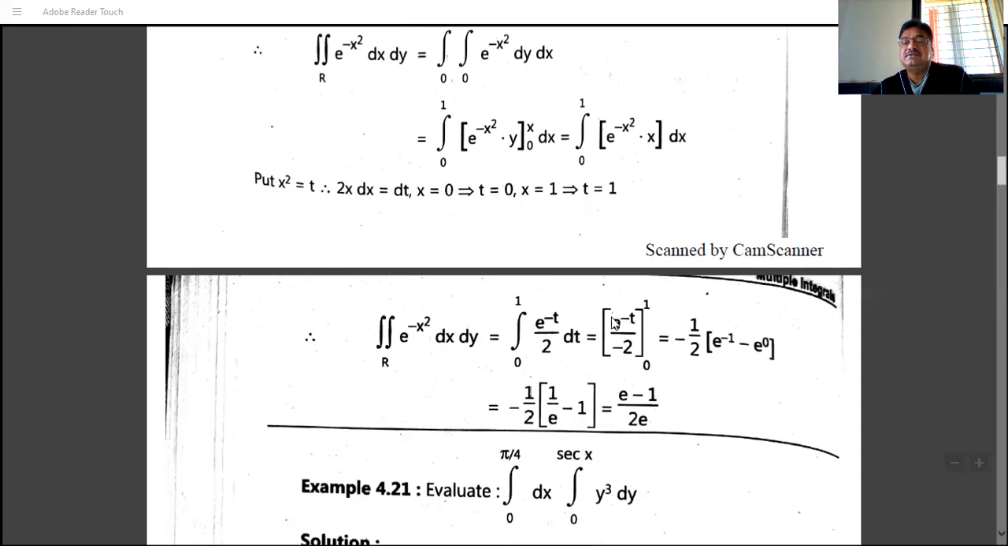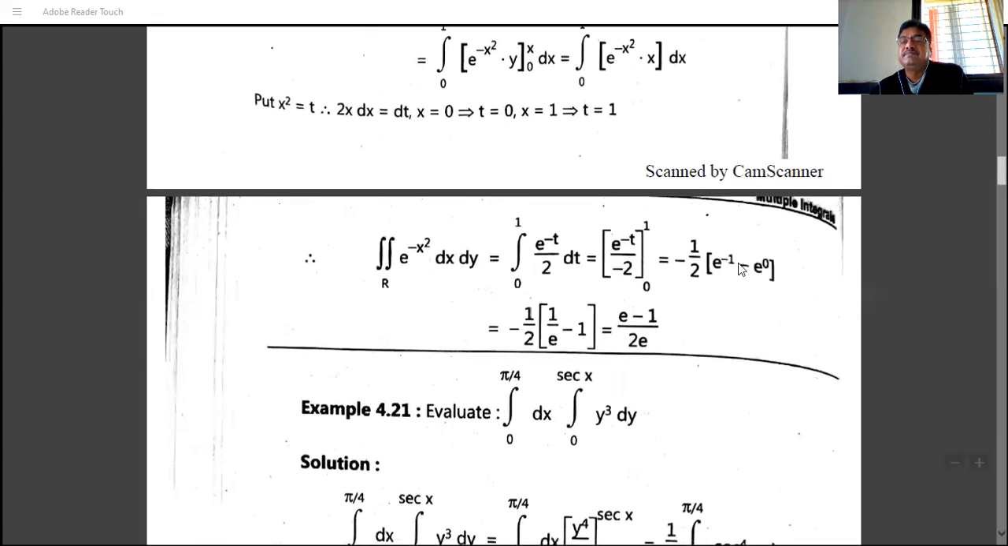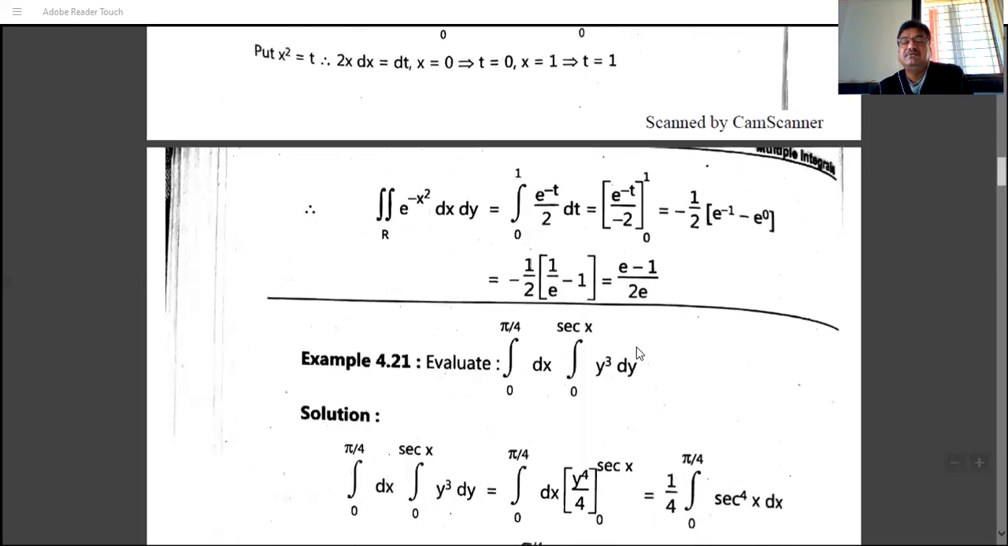And then e raised to minus t integration is what? 1/2 is constant now. E raised to minus t integration is e raised to minus t divided by minus 1, and that's why it's minus 2. Then the value at the upper limit, that is e raised to minus 1 minus e raised to 0. E raised to minus 1 means 1 by e. E raised to 0 is 1. So we have this answer. E is the LCM, so write e minus 1 by 2e. So what do we have? 1 minus e. So absorb the sign, e minus 1 by 2e.